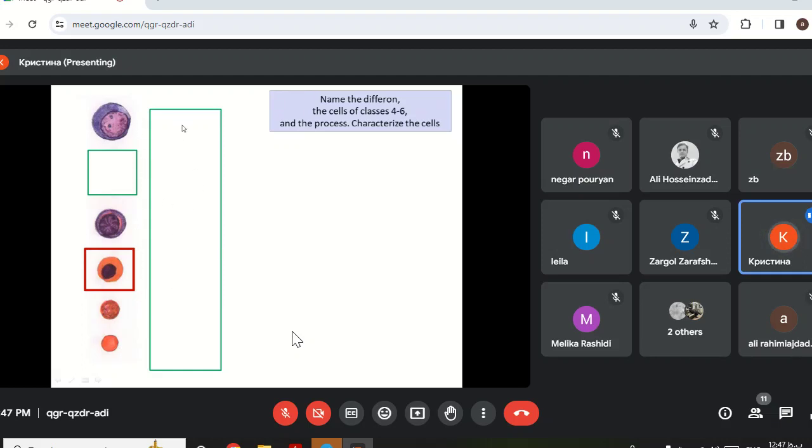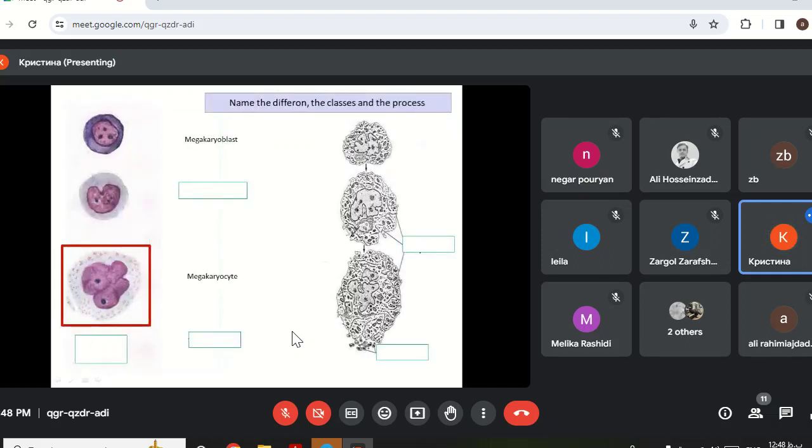You should say which class they are. For example, erythroblast is a cell of class 4, and all others up to erythrocytes are the cells of class 5. You should be able to describe what happens during differentiation, such as change of color of cytoplasm and what happens to nucleus, etc. The same here. Name the differon, the classes, and the process.